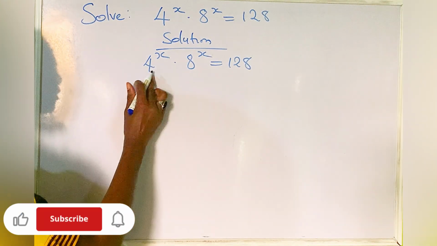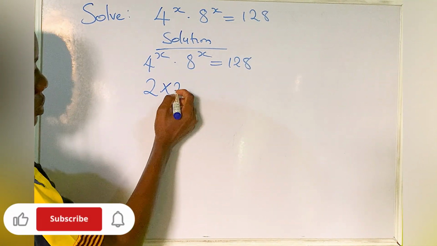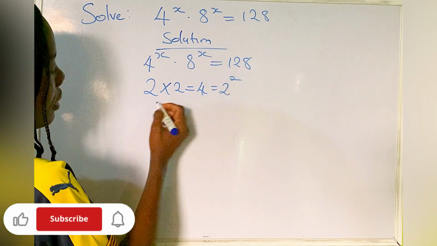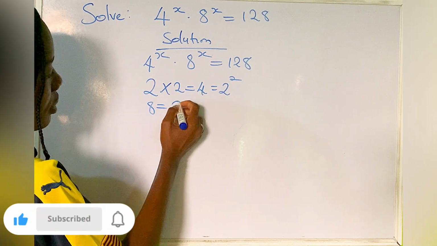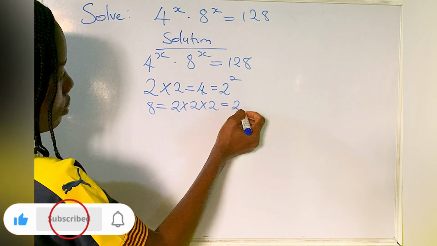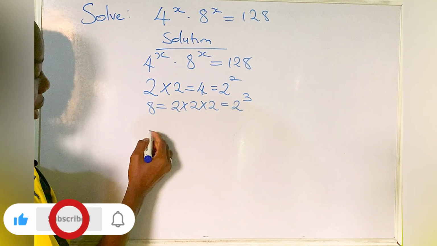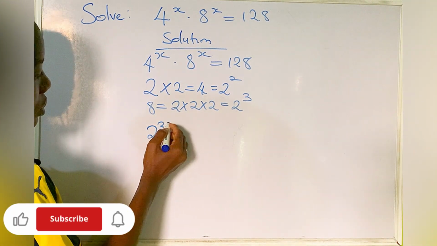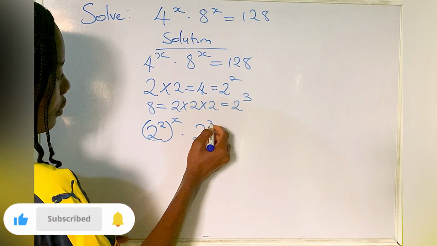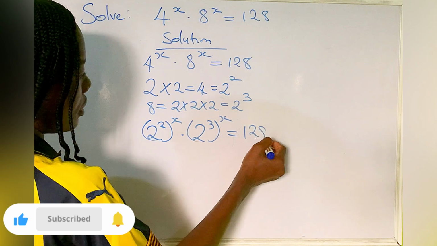Now, this is 4, which is 2 multiplied by 2. That will give you 4, and that is 2 squared. And 8 is 2 multiplied by 2 multiplied by 2, and that is 2 to the power of 3, right? So let's rewrite this. So we have 2 squared to the power of x multiplied by 2 to the power of 3 all to the power of x is equal to 128.